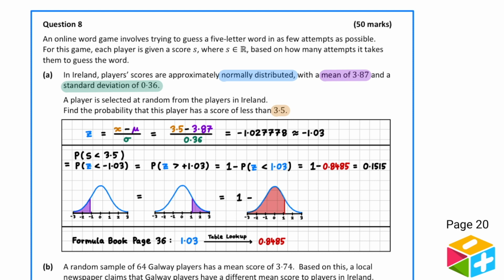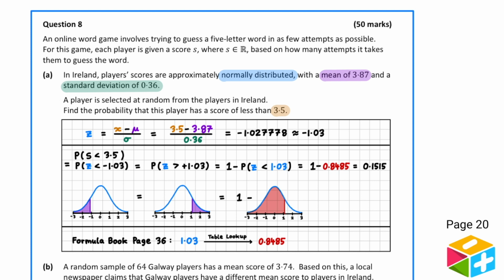Using this standardization, we can conclude that the probability our player has a score which is less than 3.5 is equal to the probability that a standard normal distribution is less than minus 1.03. We can visualize this as the area under the bell curve to the left of minus 1.03. In an ideal world, we'd be able to open up our formula book, look up this value, minus 1.03, and get our final answer from there. Unfortunately, the formula book only contains data for positive values of z. This means that we'll have to rephrase our problem so we end up with a positive value.